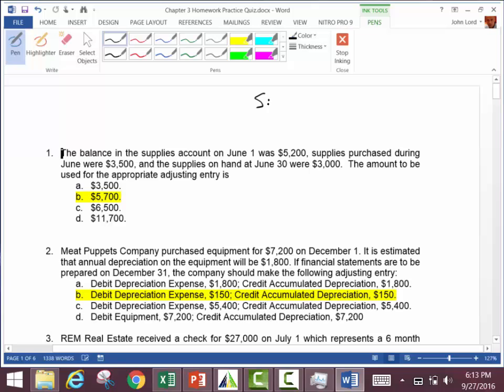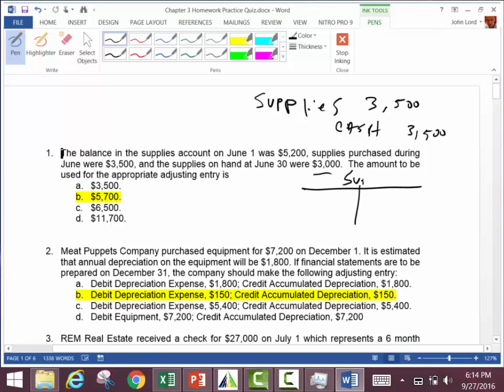We debited supplies for how much? 3,500? 3,500. We debited the supplies for what? Maybe you guys just tell me. I'll call a person up and they can tell me what to do. So we debit the supplies 3,500 and we credit cash for 3,500.